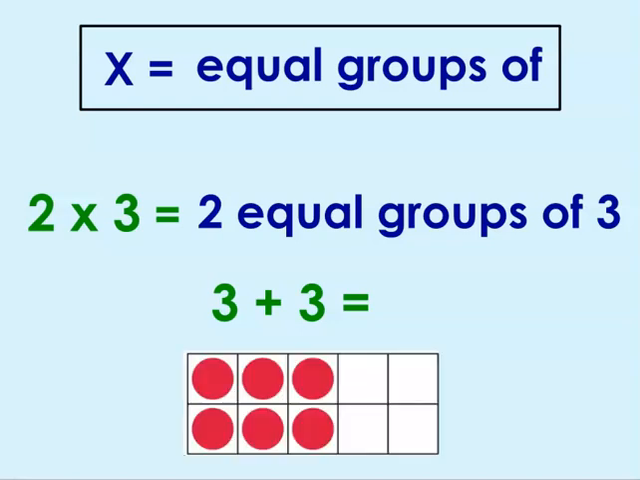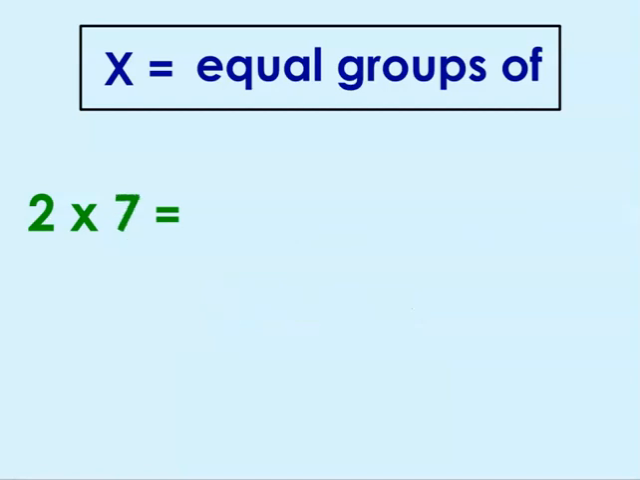You can even think of these 10 frames to help you. 3 plus 3 is 6. That means 2 times 3 is also 6. Let's try this strategy with another twos problem.